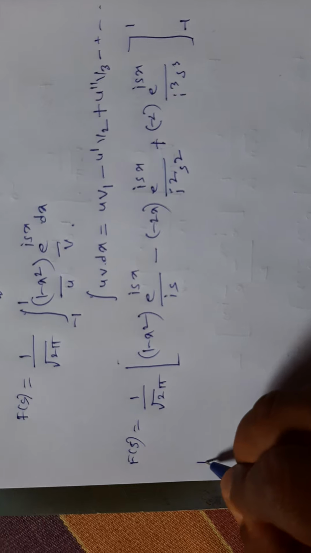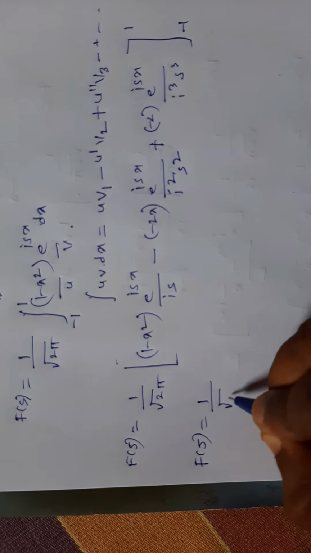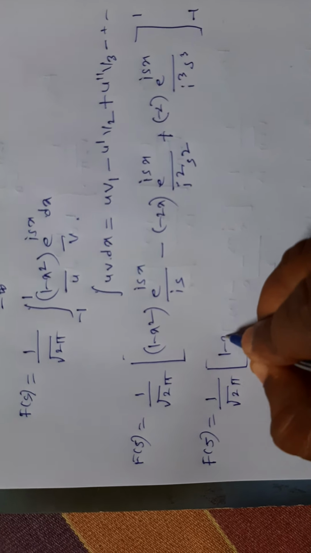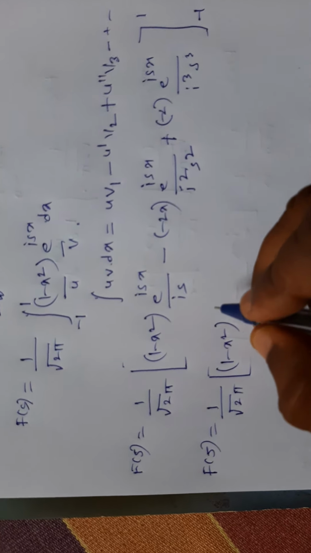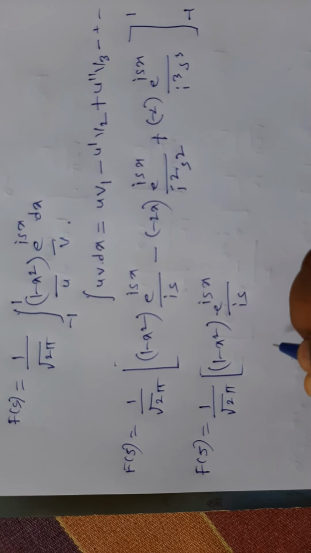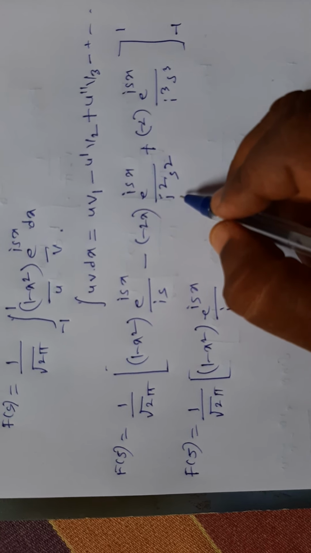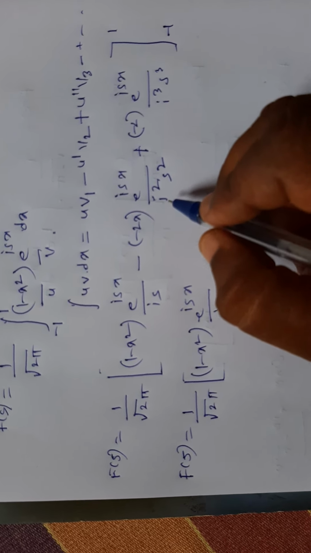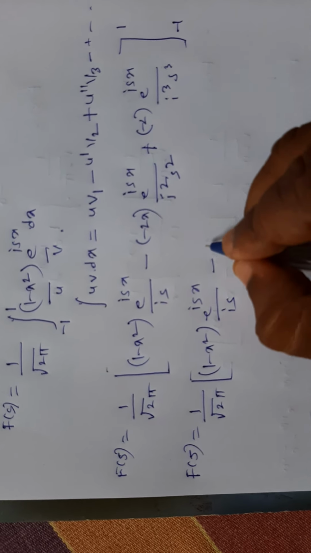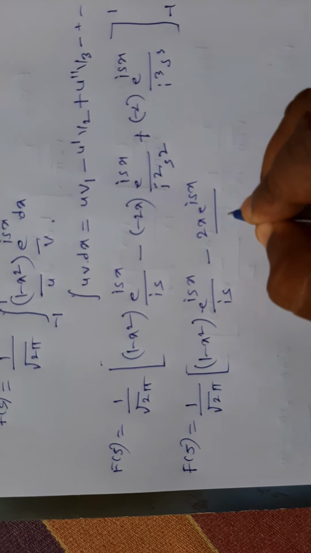Therefore f of s is equal to 1 upon square root of 2 upon pi. I will simplify this one. 1 minus x square I will write as it is, e raised to isx upon i into s, as it is. The i square value is minus 1, so minus into minus is plus, plus into minus is minus. So it will become 2x e raised to isx upon s square.